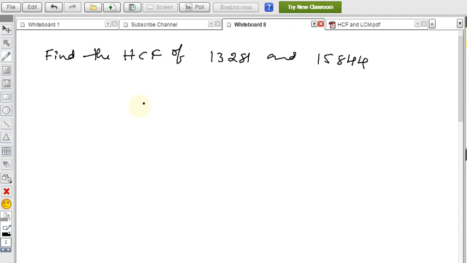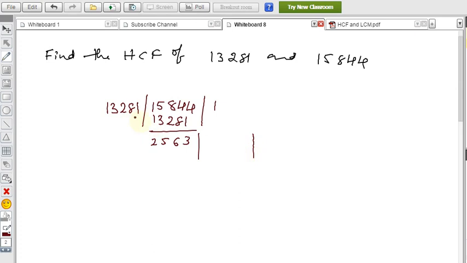15,844 divided by 13,281. So 15,000 changes and this 13,000 changes. Surely ones are 13,281. Then after subtraction we'll get 4 minus 1 is 3, 14 minus 8, so we'll get 256, right? Yeah, 2563.